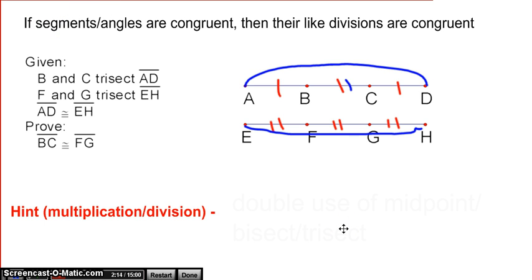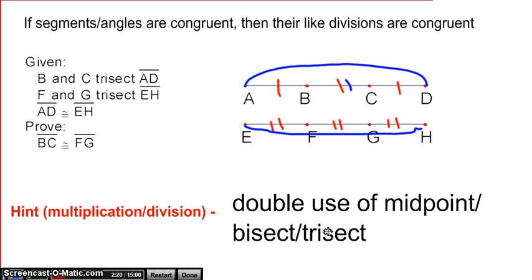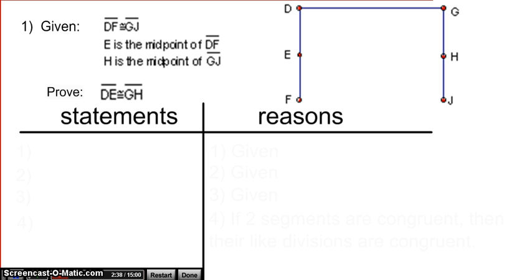We know how to use multiplication and division instead of addition and subtraction if we are talking about a double use of midpoint, bisect, or trisect. That would be your clue that we're talking about multiplication or division. So when you see this double use of trisect, we're trisecting each segment, therefore we're multiplying the segments or dividing the segments to get to our other pieces.